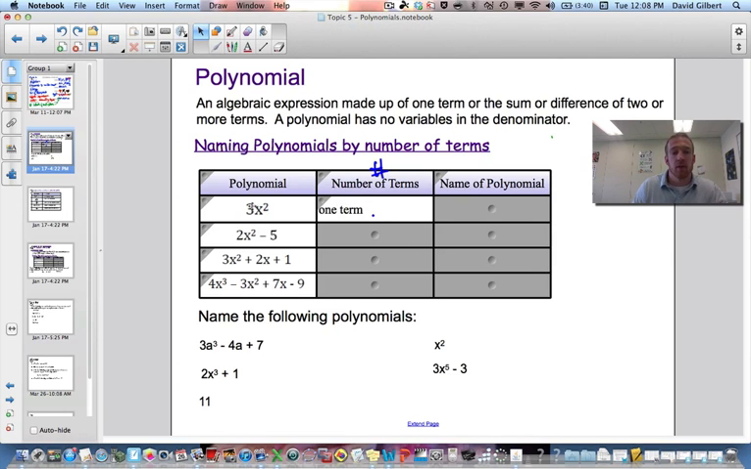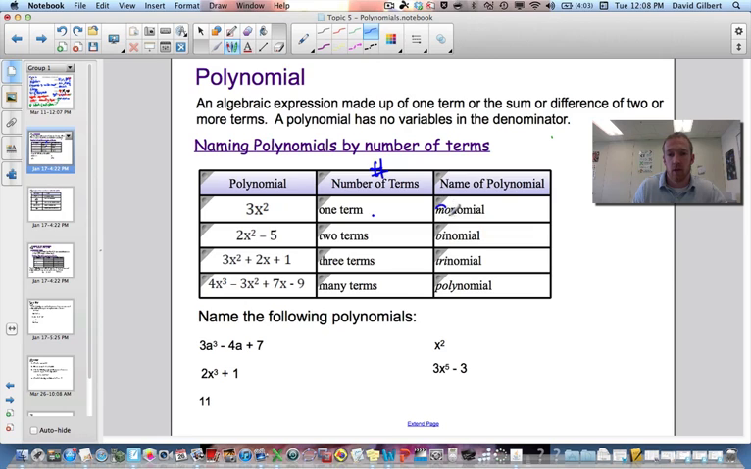This has one term, so it's a monomial, mono being 1. This has two terms, they can't be combined, so that's a binomial. 3 terms is a trinomial, and anything more than 3, 4 or more, we just call polynomial, as in poly meaning many. So remember, mono for 1 term, binomial for 2 terms, trinomial for 3, poly for anything more. So this would be a trinomial.